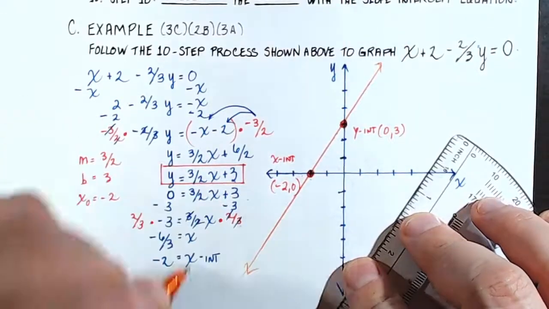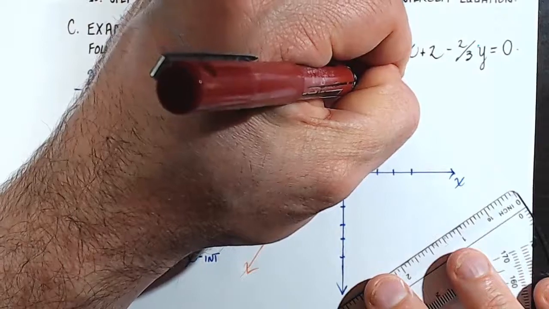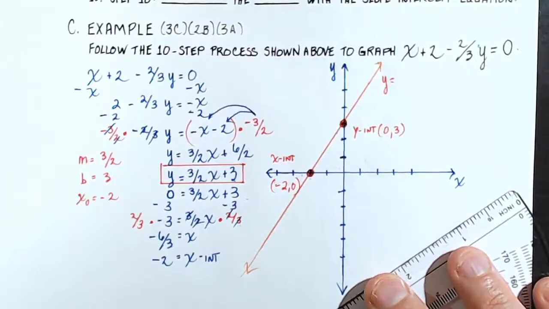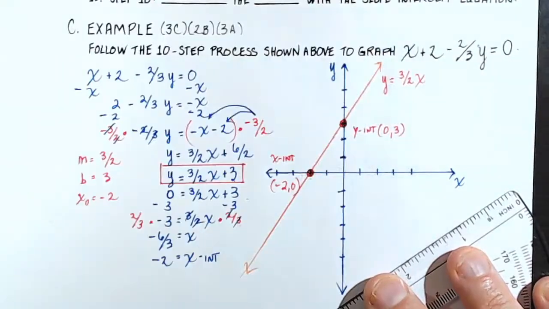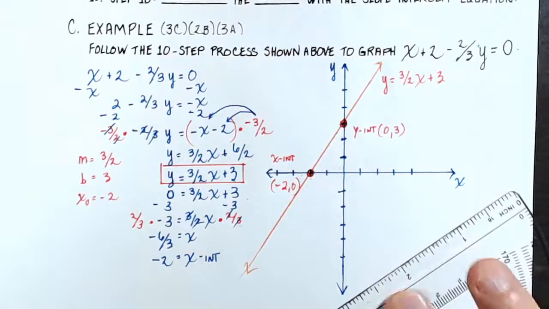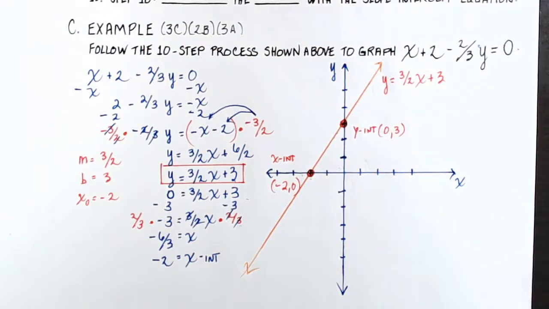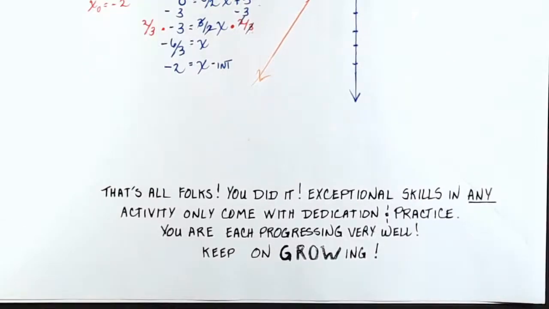All right, so we've now graphed the line, and we just have to finish this off by writing the equation. Y equals 3/2x plus 3. All right, so that's everything you do for that example. And as it says here, that's all, folks.